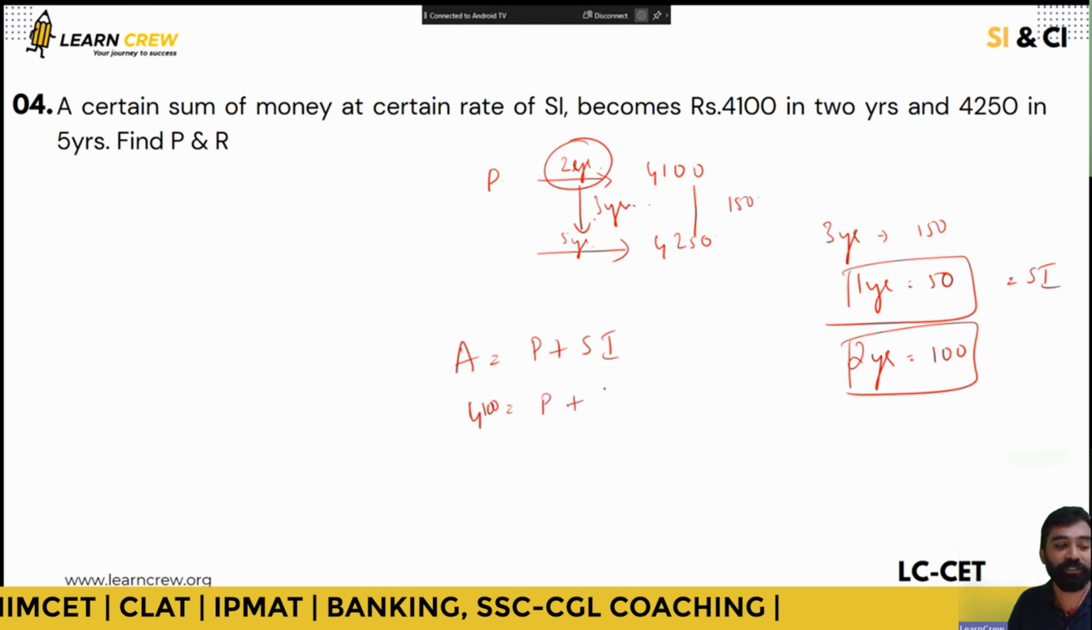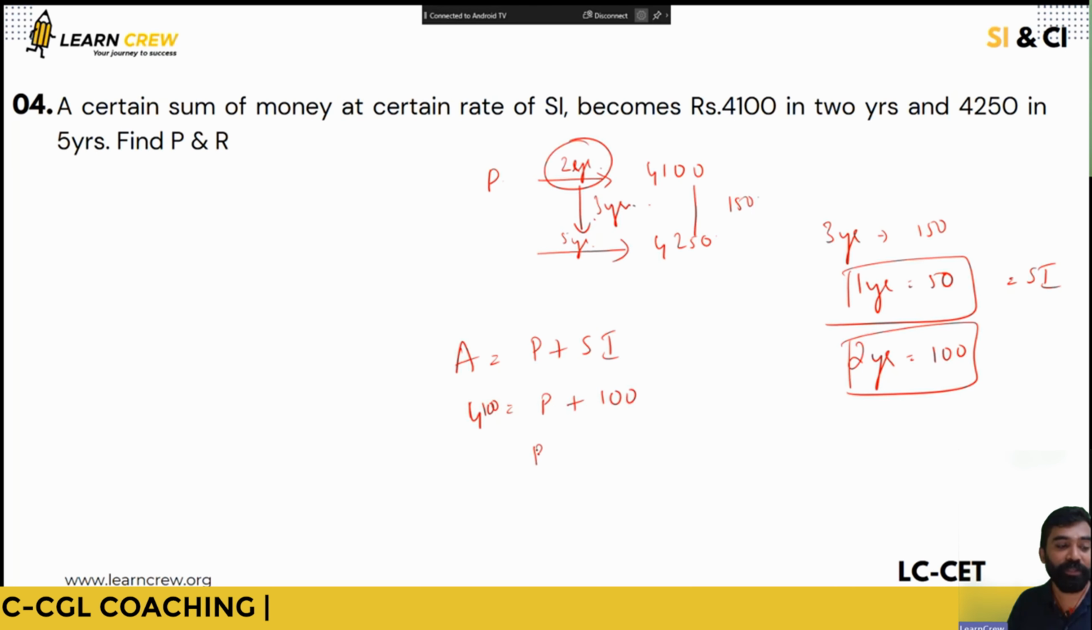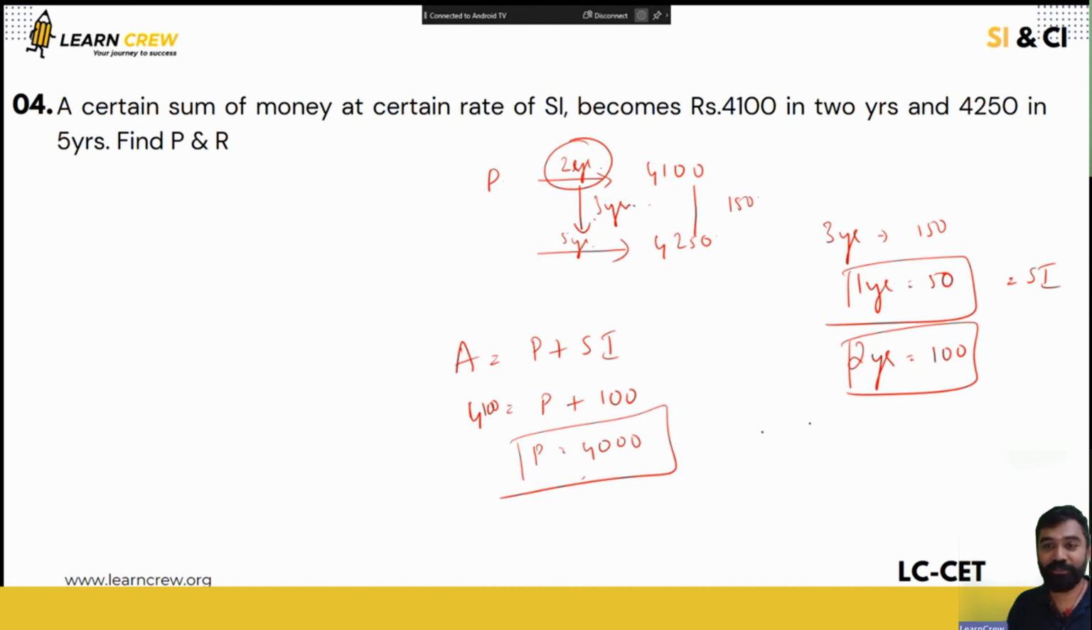So principal we do not know. Simple interest we know as 100. So P becomes 4,100 minus 100. That is nothing but 4,000. Right? This becomes your principal. Now how do you calculate the rate of interest?